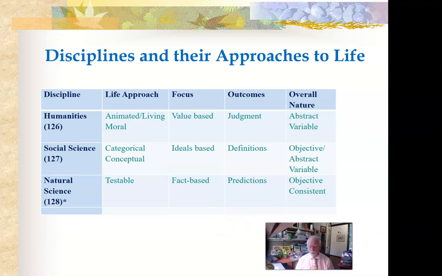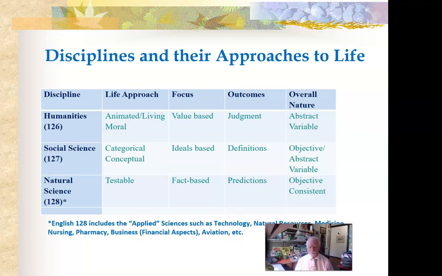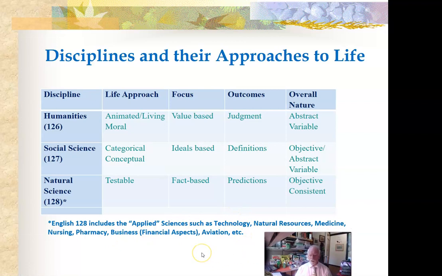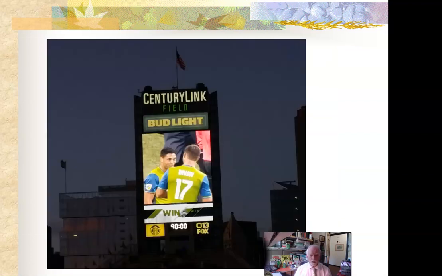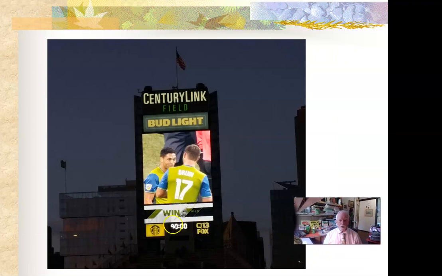And as we know, this also includes the applied sciences such as technology, natural resources, medicine like nursing, pharmacy, business, the financial aspects of business, aviation, and things of that nature. All right, and then when we get to the end, we can say that we have completed the entire 90-minute game plan here, and then we can be happy and sincere, and we can go forward and be much more successful in our other academic classes as well as in the workplace in the future.